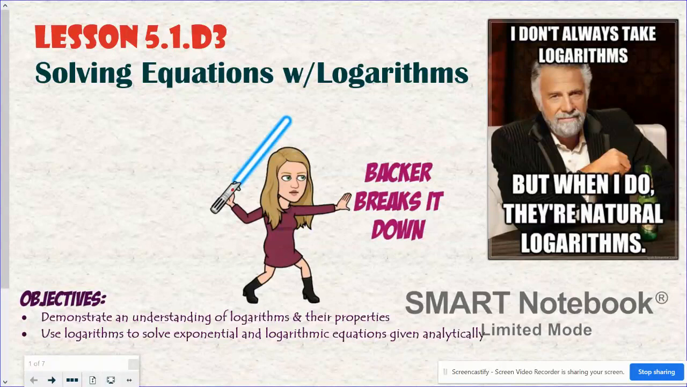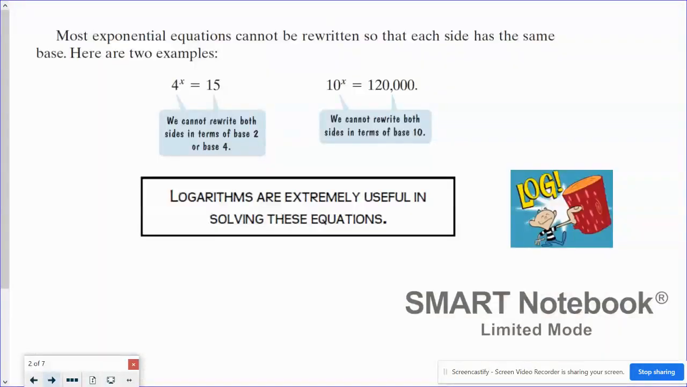So we have solved exponential equations before, and we did so by rewriting the equations so that the bases on each side were the same. Unfortunately, you can't do that with all equations. Here are two examples. Like 4 to the x equals 15. I can't rewrite 15 as base 4. I can't even rewrite it as base 2.